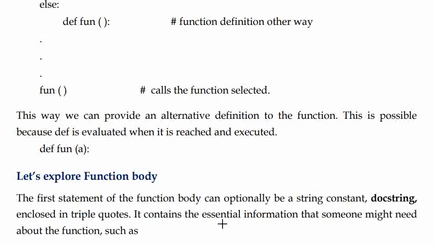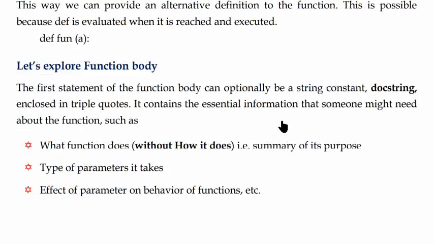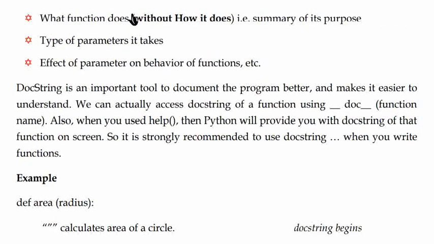It contains the essential information that someone might need about the function, such as what the function does, without how it does it, that is, a summary of its purpose, the type of parameters it takes, the effect of parameters on the behavior of the function, etc. A docstring is an important tool to document the program better and makes it easier to understand. We can actually access the docstring of a function using function_name.__doc__.